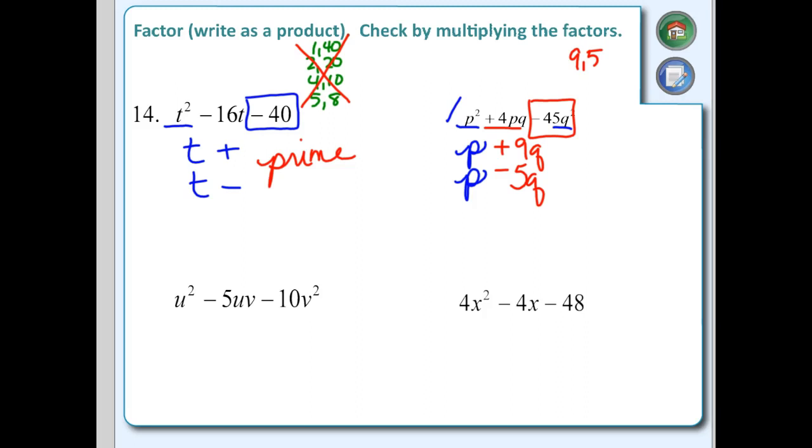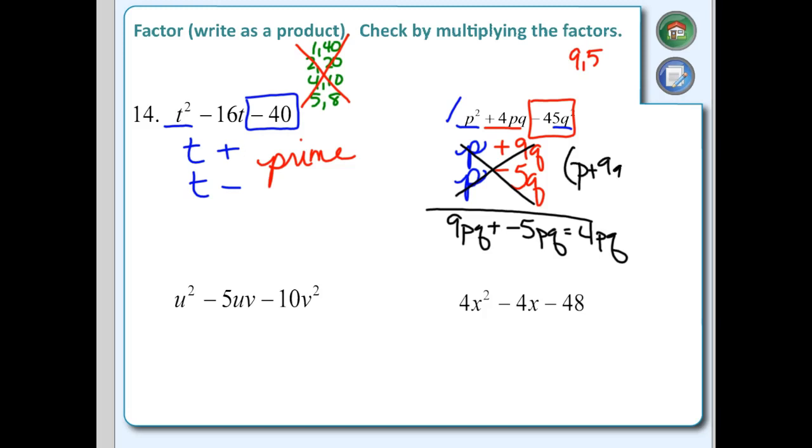Okay, we always X factor to see if we've chosen wisely. So, negative 5q times p is negative 5pq. 9 times q times p is positive 9pq. And when I add them together, did the middle check? It sure did. Okay, so our final answer is going to be p plus 9q, p minus 5q.